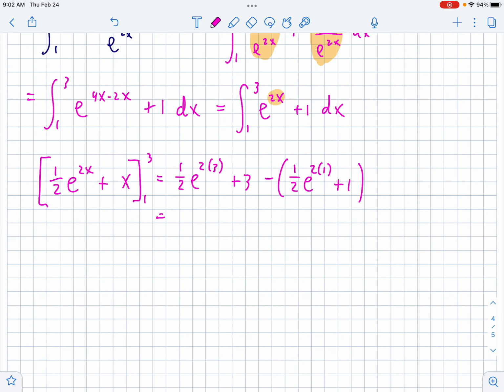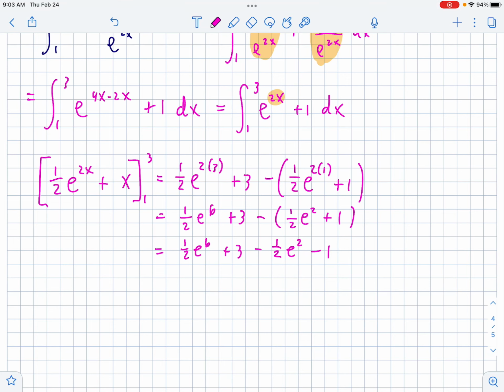Now let's clean up. 1/2 e to the 6th plus 3 minus 1/2 e squared plus 1. Distribute that negative.